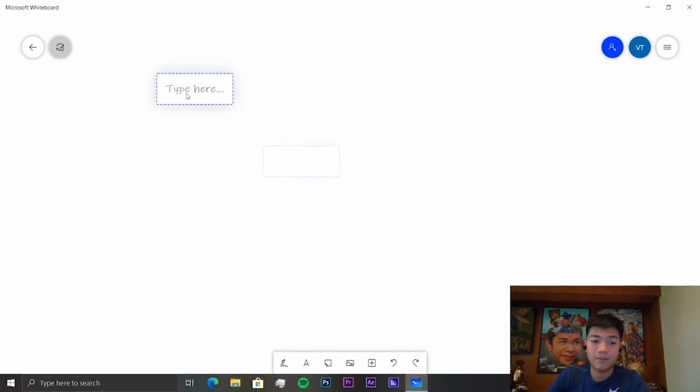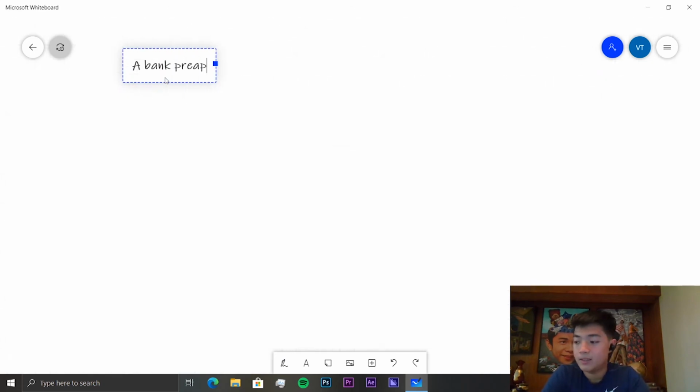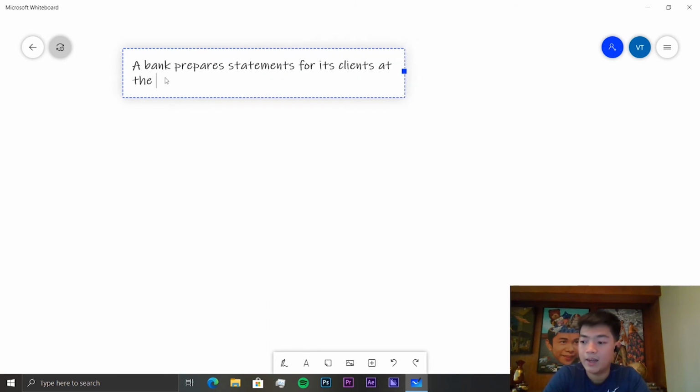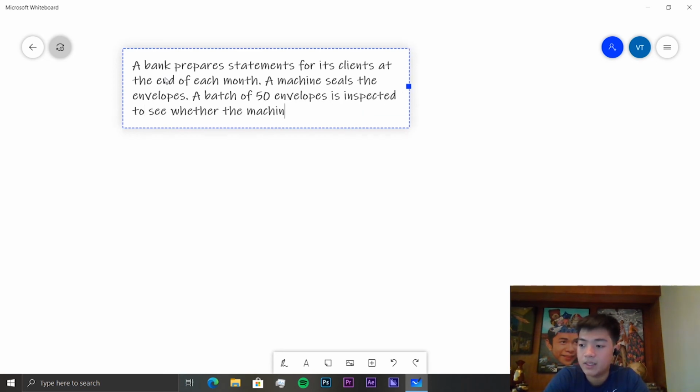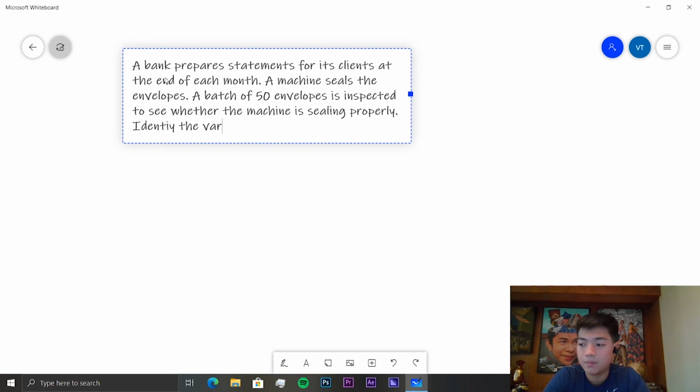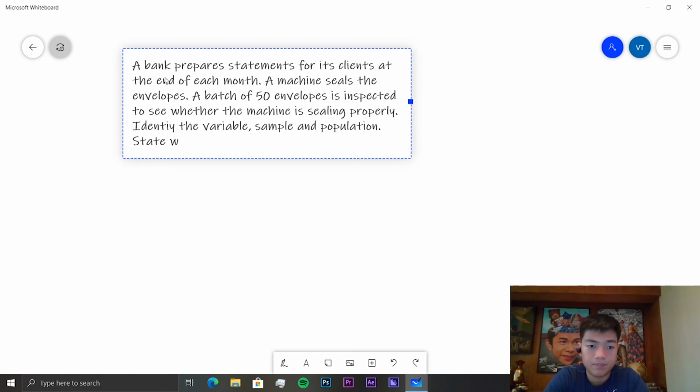So the next one is: a bank prepares statements for its clients at the end of each month. A machine seals the envelopes. A batch of 50 envelopes is inspected to see whether the machine is sealing properly. Identify the variable, sample, and population. State whether it is discrete or continuous.